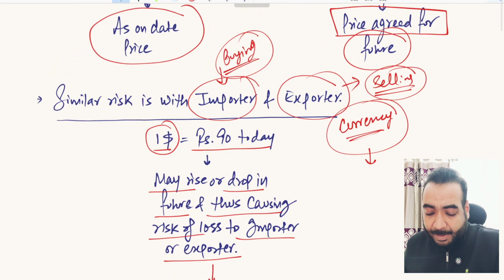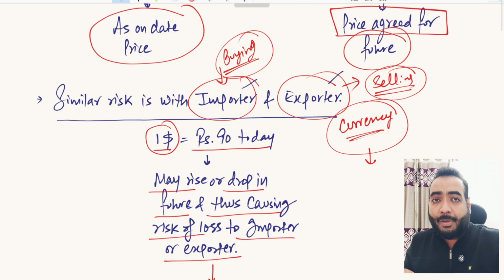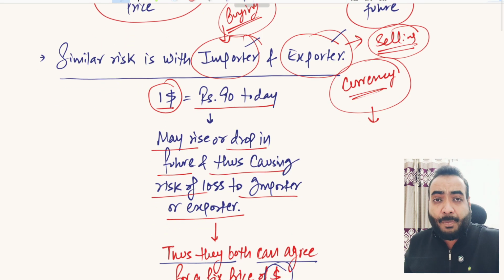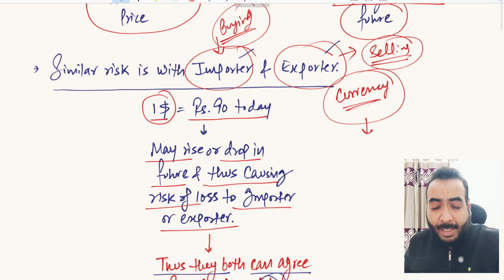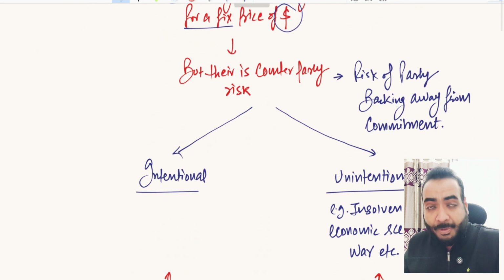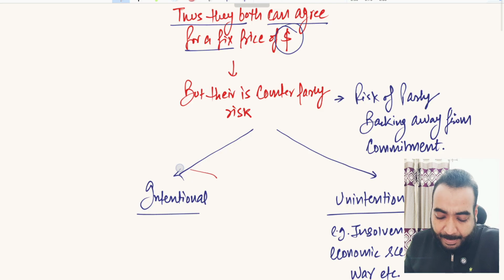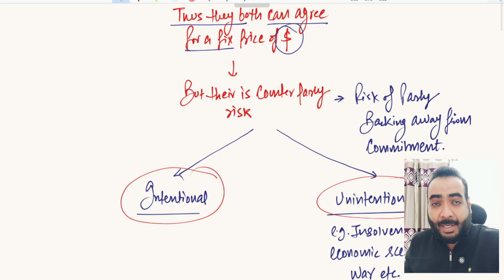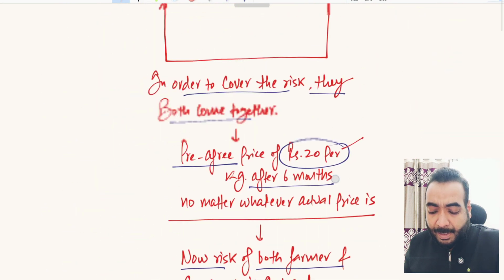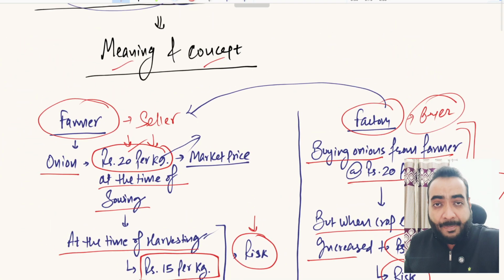The one risk is that the importer lives in, for example, China or the USA, and the exporter is in India. Both of them have agreed to a fixed price of the dollar in future. So there is a counterparty risk involved here. What counterparty risk? The first is intentional risk, and the second is unintentional risk. I will explain the counterparty risk with the farmer and factory example in a better way, because in a dollar transaction it doesn't look so conceptual.